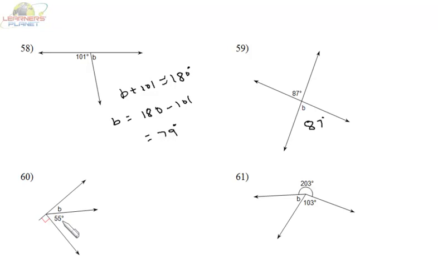B plus 55 is 90. So B will be 35 degree. The same problem we have done. In this case, this complete angle is 360 degree. So it's 203. It's 103. That means the total is 306. And this complete angle is 360. So the remaining portion is 54 degree. Okay.